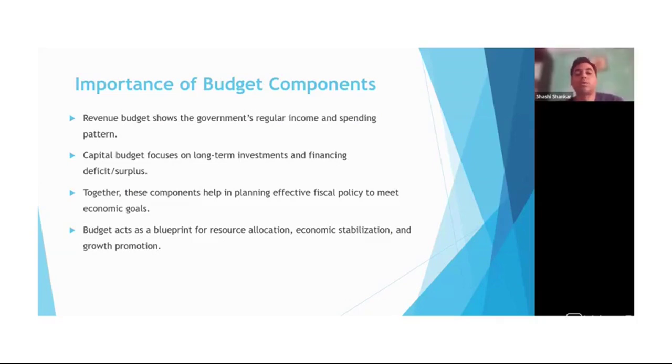All right. Together, I mean the revenue budget and capital budget together, these components help in planning effective fiscal policy to meet economic goals of a country. Okay. So revenue budget and capital budget help in planning effective fiscal policy to meet the economic goals of the country. Budget acts as a blueprint for resource allocation, economic stabilization, and growth promotion. So it is treated as a blueprint.